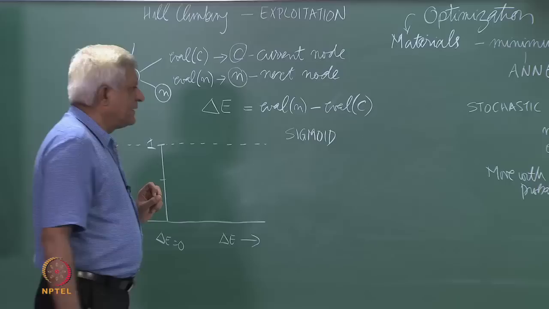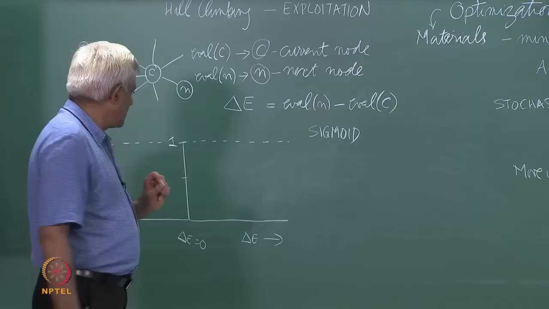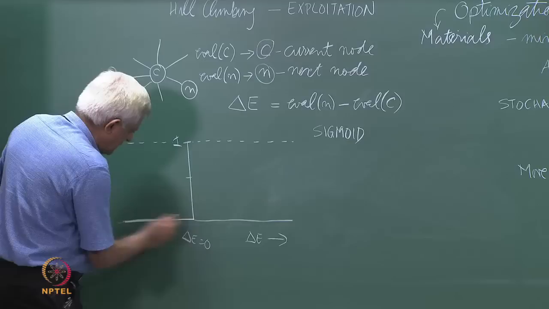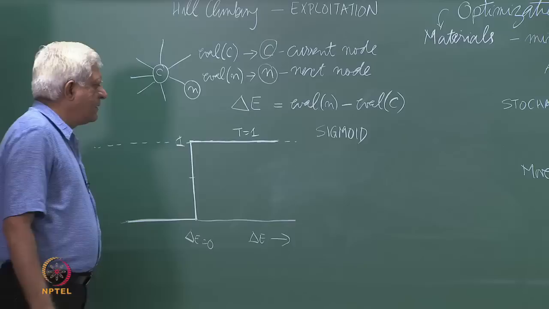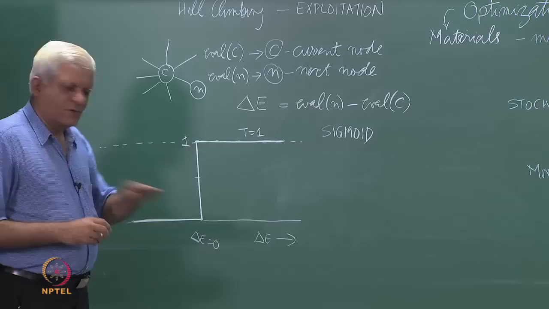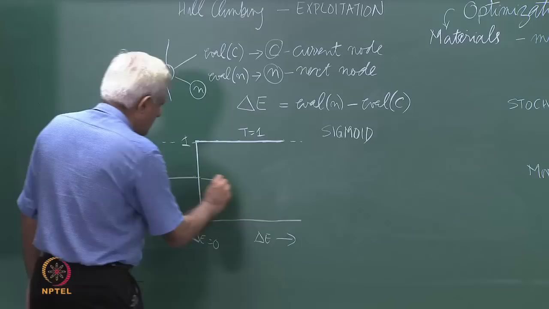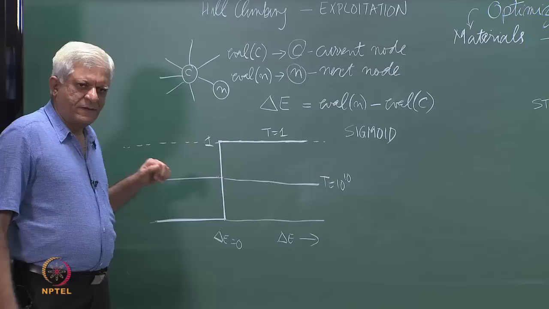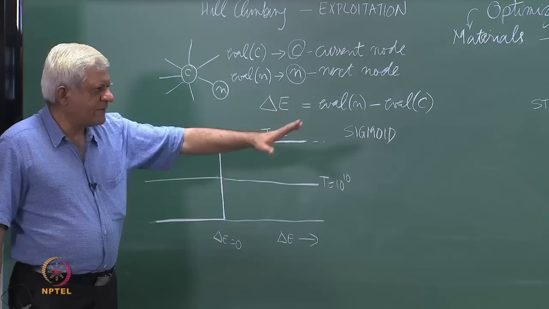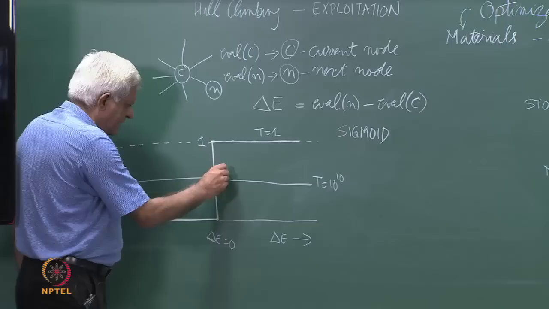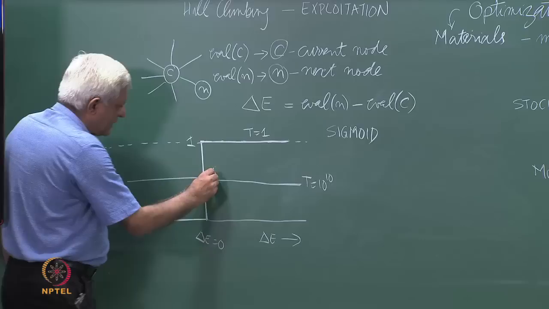When temperature is low, this curve looks like this basically, the step function. So this is T equal to 1. When temperature is high, this curve looks like a straight line here. This is for T equal to, let us say, 10 raised to 10, it is always 0.5. Otherwise it gives us a behavior which looks like the following. So our typical sigmoid curve will cross this at some place and then go down towards 0 here and go up towards 1 here. So this is a typical shape of a sigmoid curve.